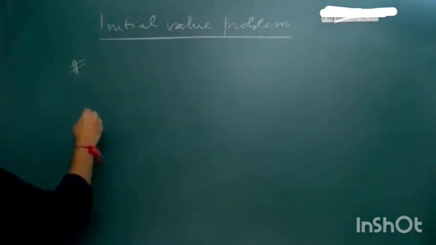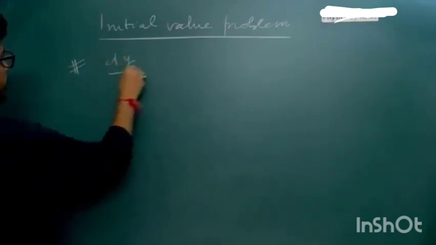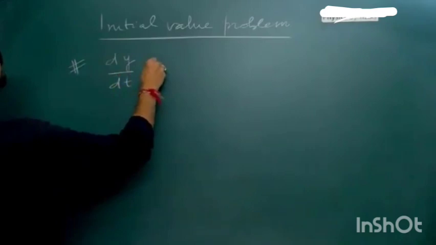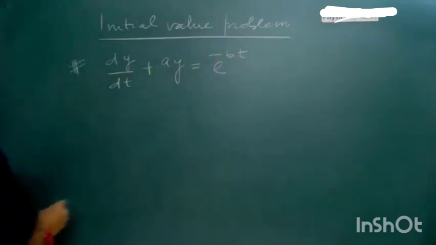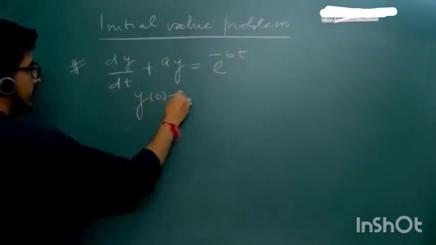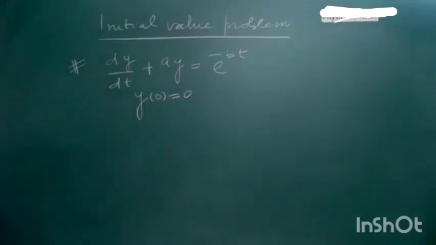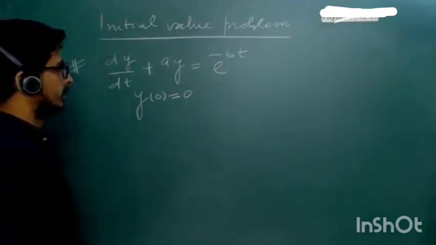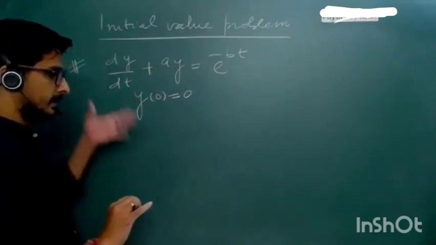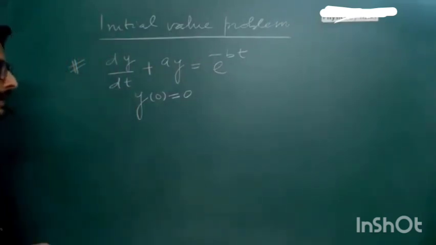So dy by dt plus ay is equal to e to the power minus bt is given, and y(0) is given equal to 0. This is the question, and we have to solve this using Laplace transformation. Correct? Understood? This is the differential equation. We have to solve it using Laplace transformation.